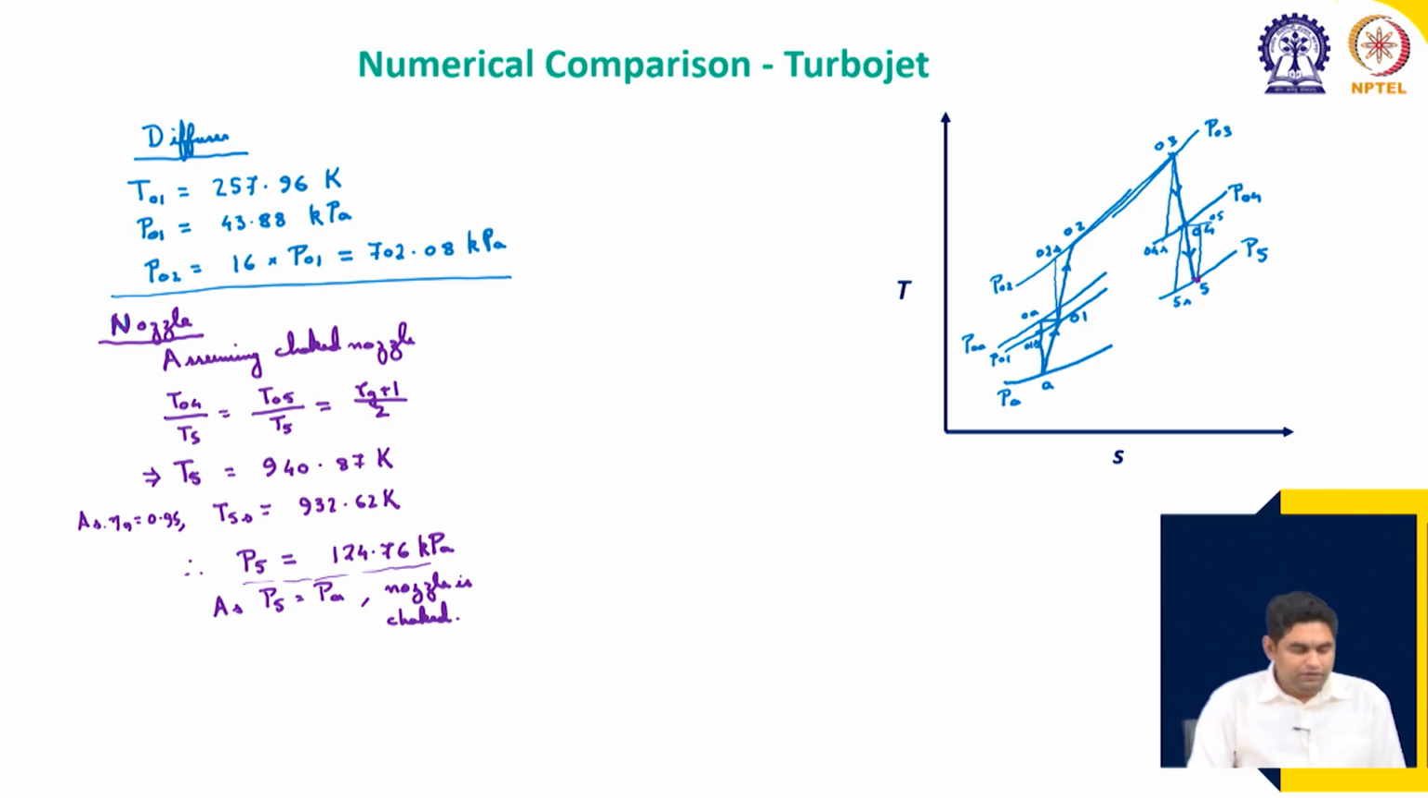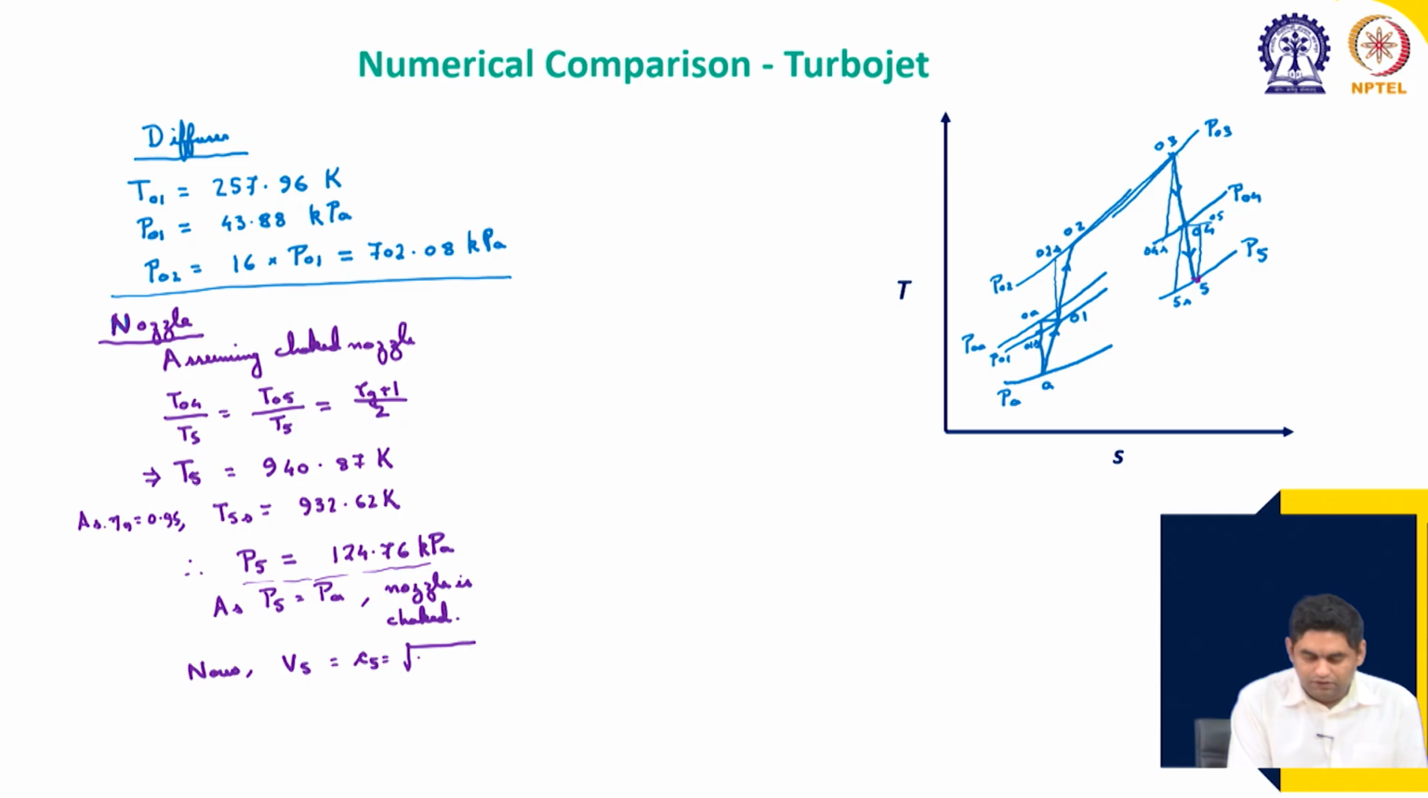Now we find the velocity V5. Assuming a choked nozzle, V5 is equal to C5, which is root of gamma g R T5, where R is 287. You have to be careful with the values and units. So this is equal to 599.96 meters per second.